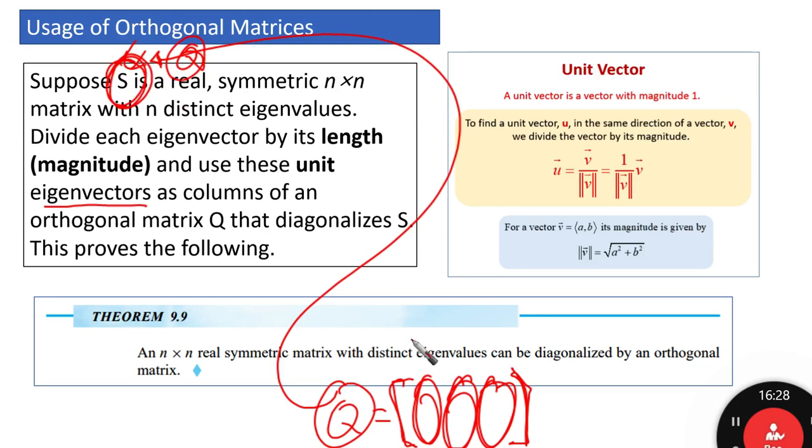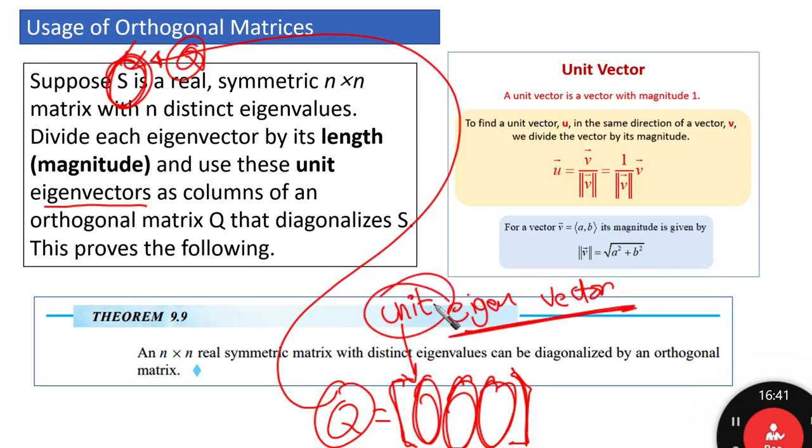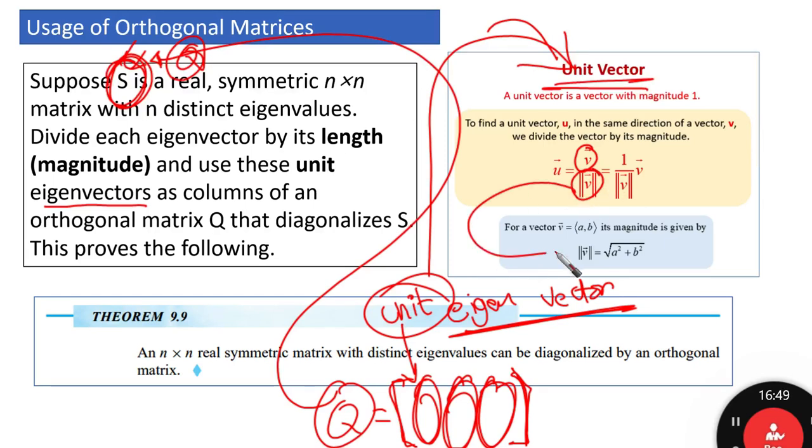The point here is that these are what we call unit eigenvectors. They are not just unit vectors only, or eigenvectors only. They are unit eigenvectors. What is the meaning of unit eigenvector? As we have mentioned, we need to divide the vector by its magnitude. How do we obtain the magnitude? It is the square root of the sum of squares of its elements.